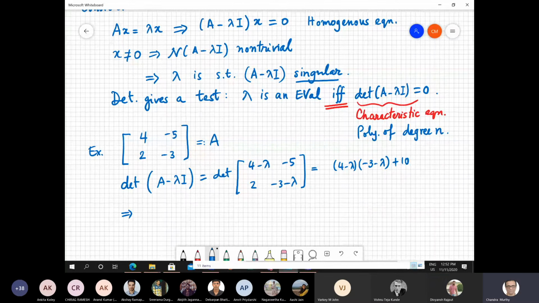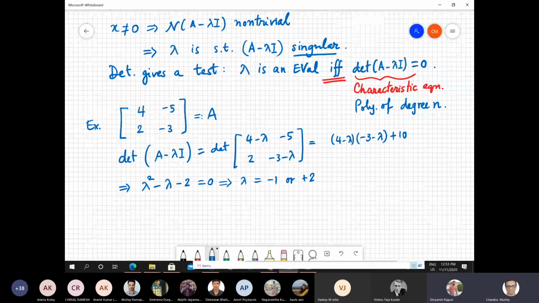you have to simplify this, so that will give you lambda times lambda is lambda squared, and 3 lambda minus 4 lambda gives me minus lambda. And then I have minus 12 over here, but there's a plus 10, so I'm left with minus 2 equals 0. The solutions to this are lambda equals -1 or +2. So these are the two eigenvalues of this matrix.